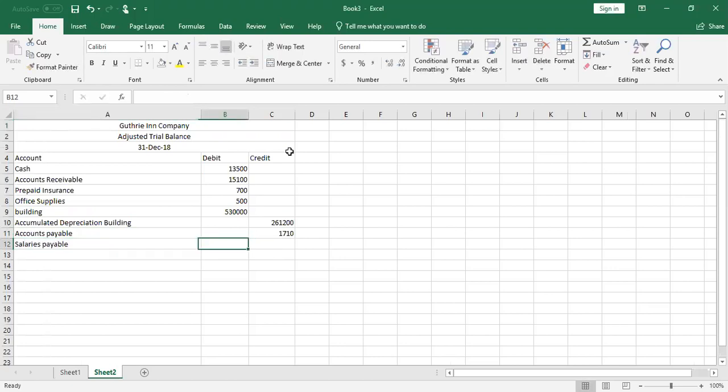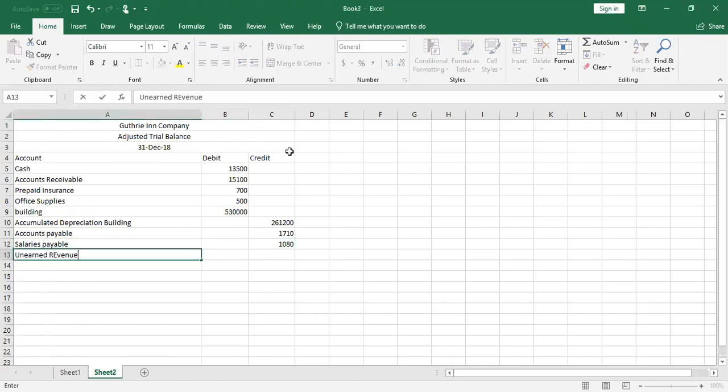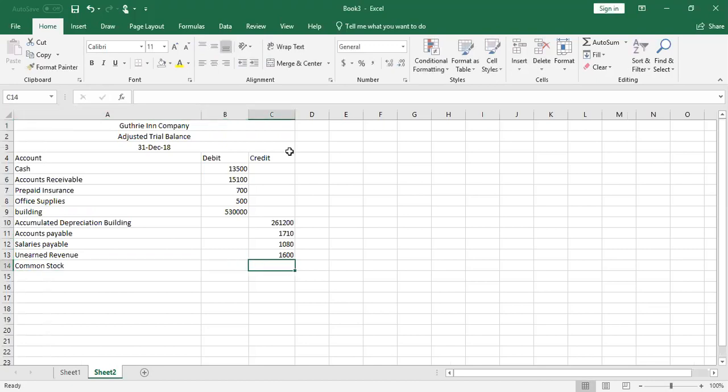Salaries payable, $1,080 credit. Unearned revenue, that balance changed also to $1,600 credit. So now we have our liabilities. Next, common stock, $88,950 credit. Didn't change, but still there, we write it down. Dividends, again, didn't change, so the balance is still $23.40 in the debit column. Be careful. Whatever's in your T account goes in your trial balance.